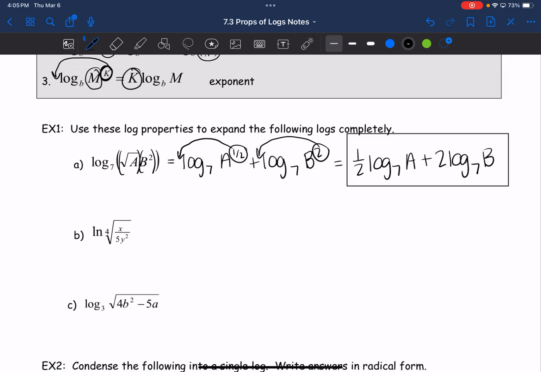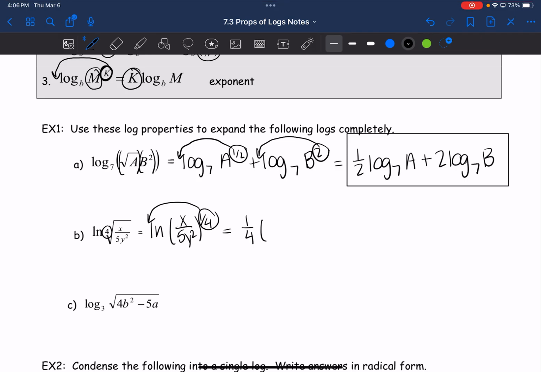All right, for part B, we have some division here. So for the division, we can rewrite as subtraction. Also, this is all under a fourth root. So I'm going to actually rewrite this as ln of x over 5y squared raised to the 1/4. Okay, I can take that 1/4 and rewrite it as a coefficient. So I'll have 1/4 times every single one of these is going to have that coefficient. So I'm just going to put them all in a parenthesis.